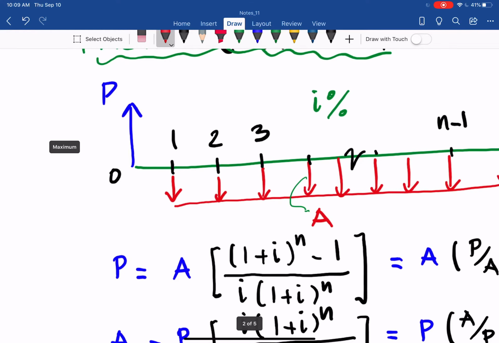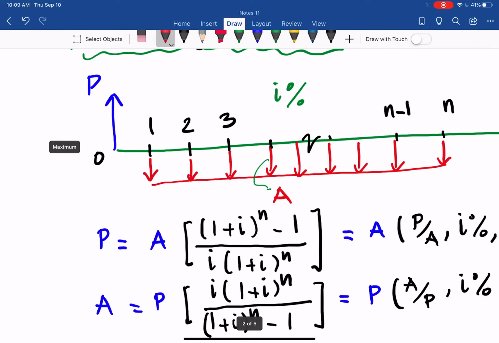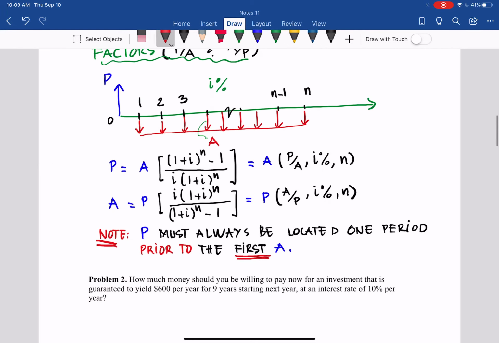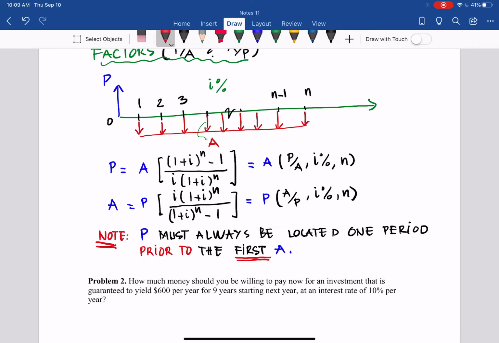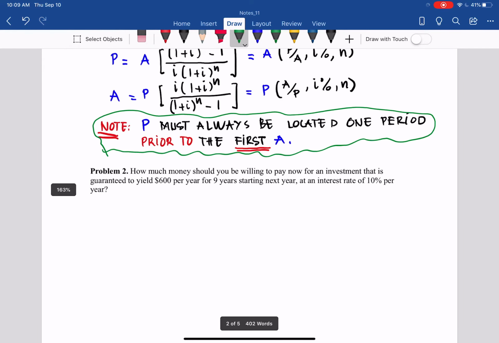Make sense? If the first A is at year 2, then the P in that equation is located at year 1, not year 0. That is a very important note. Box this note. Okay, so that applies to problem 2.